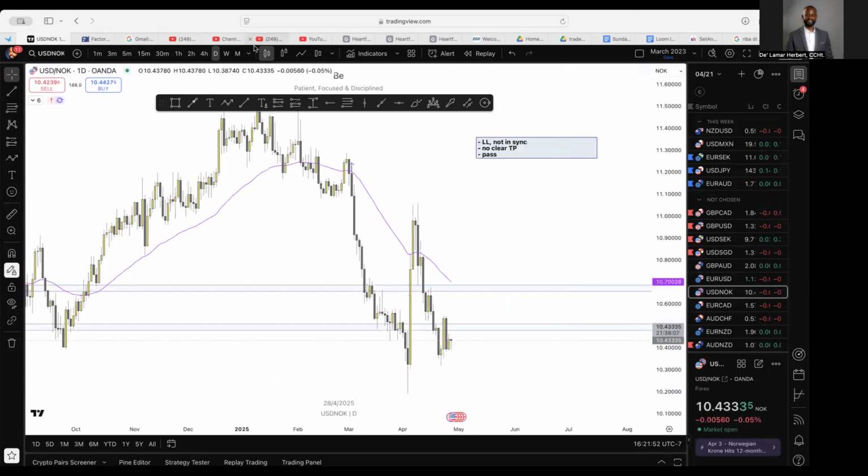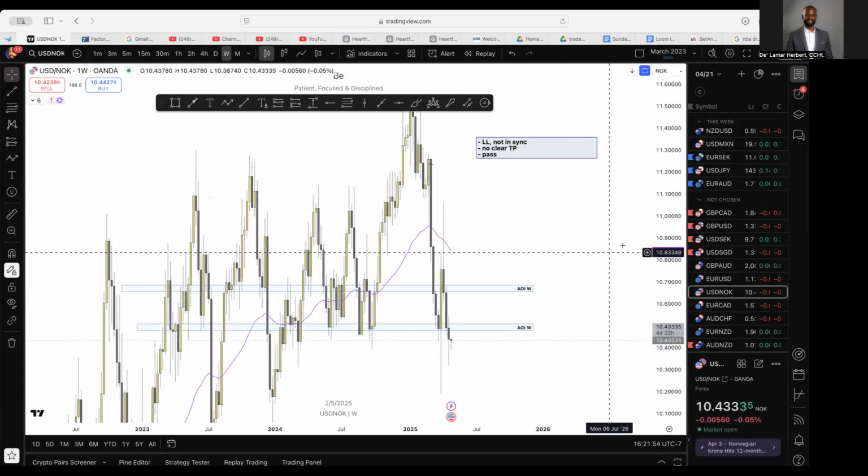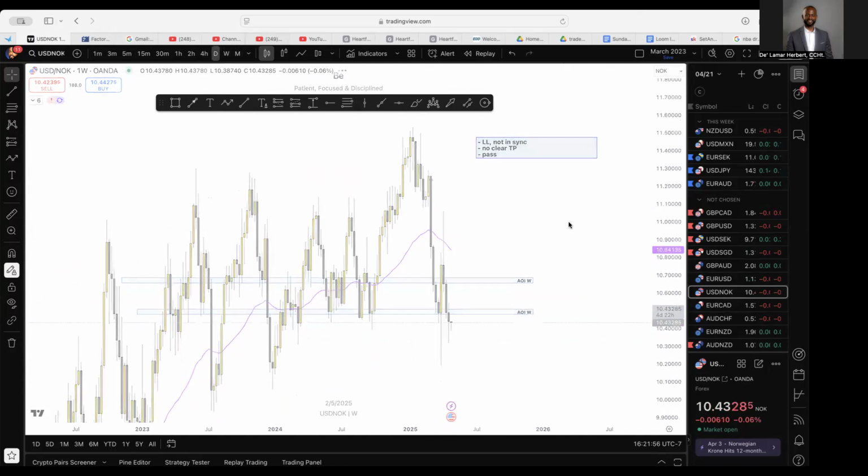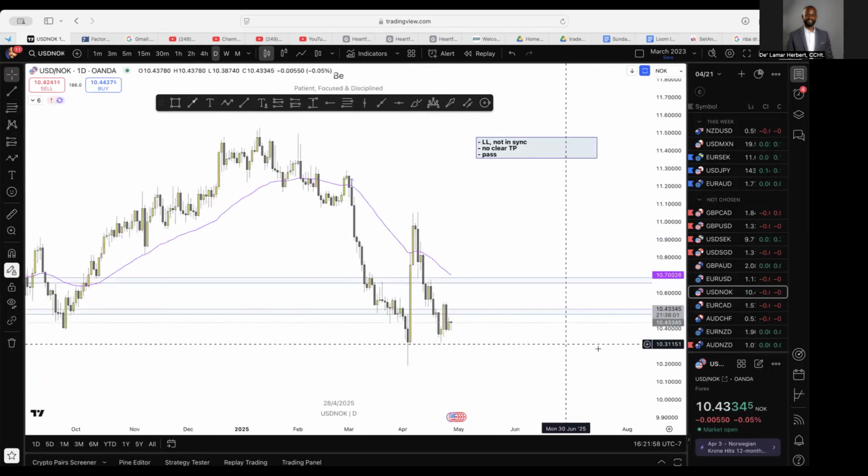USD NOK, not in sync. As you can see, our weekly is bearish, daily is bullish, okay, not in sync.